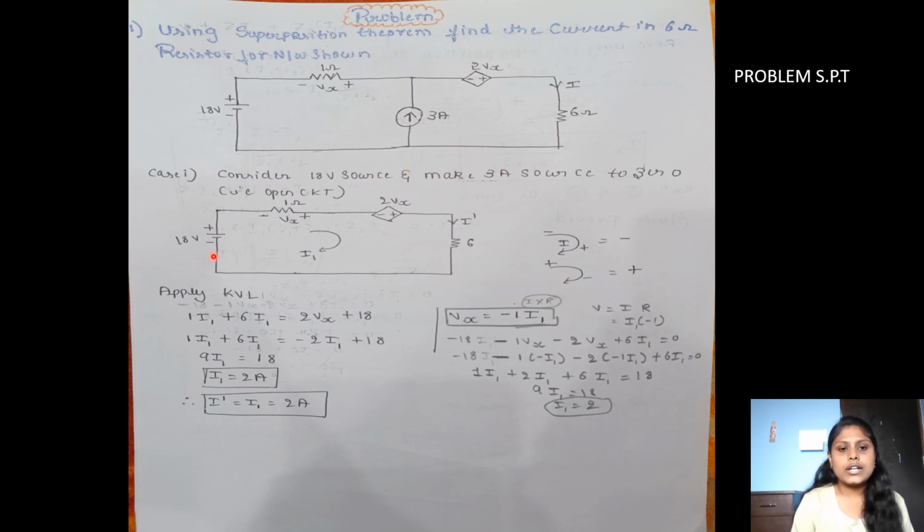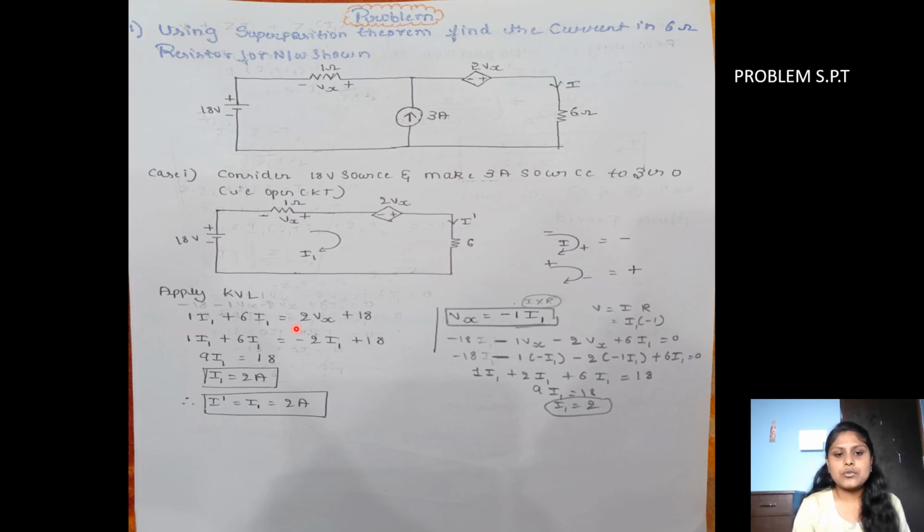So there is an 18 volt source, and there is a resistor represented as Vx with the minus and plus symbols, and there is a dependent source of Vx, and the current is flowing. We have to find the response I dash, so I have represented it as I dash. There is a 6 ohm resistor. After applying the KVL, we will get the equation like this.